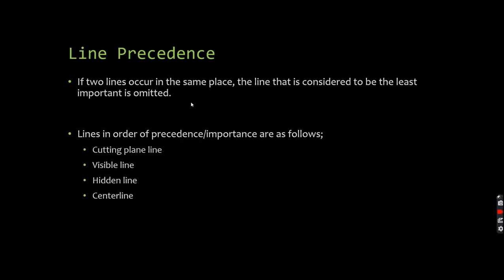If two lines occur in the same place, the line that is considered to be the least important is omitted. Lines in order of precedence are the cutting plane line, then the visible line, then the hidden line, and then the center line. If you had all four of those right on top of each other, you would only see the cutting plane line. If you had a visible, hidden, and center, you would only see the visible. If you had a hidden and center, you would only see the hidden.